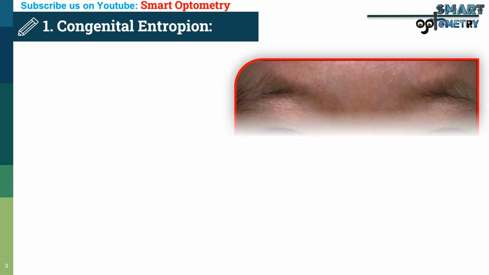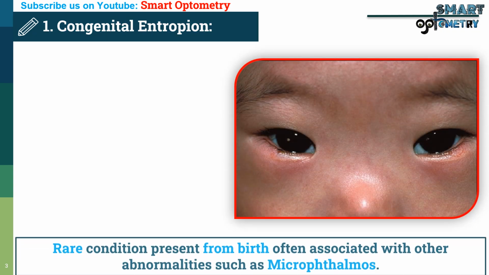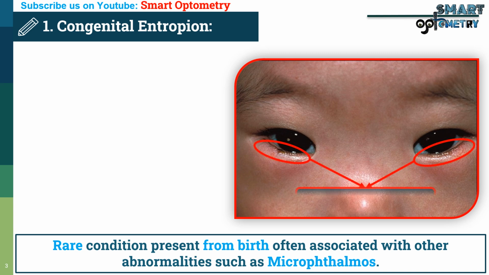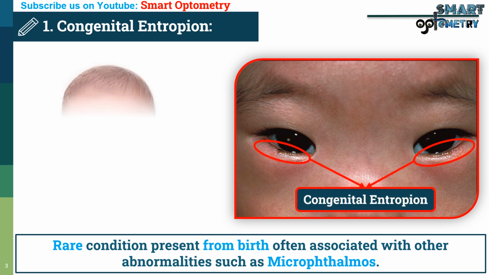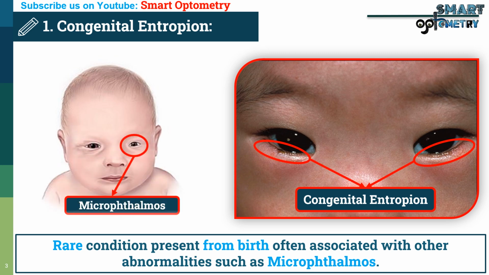Now, congenital entropion. Congenital entropion is a rare condition present from birth. It is often associated with other abnormalities such as microphthalmos, a developmental disorder where the eye is abnormally small.